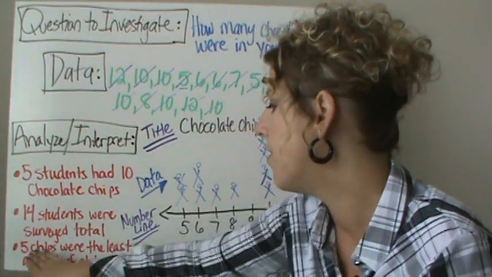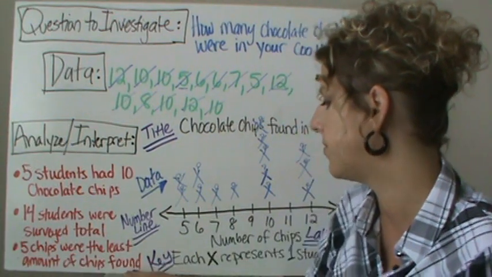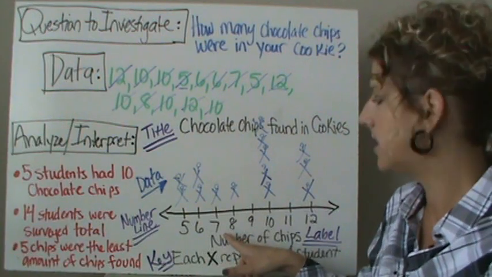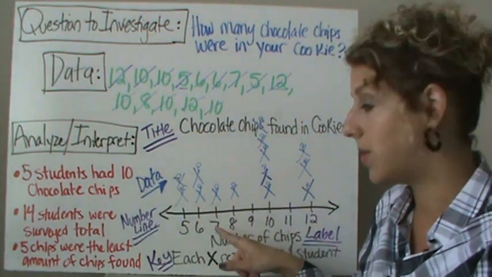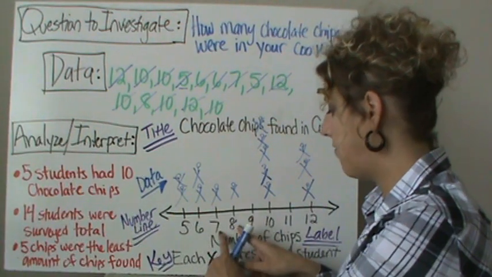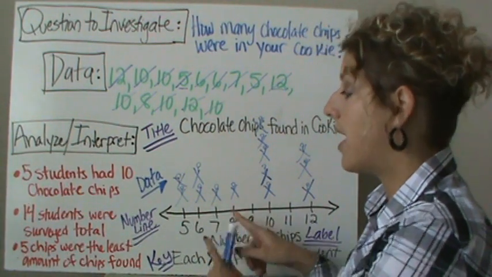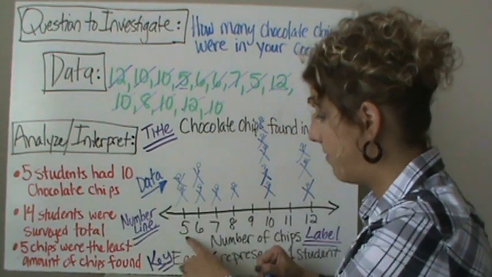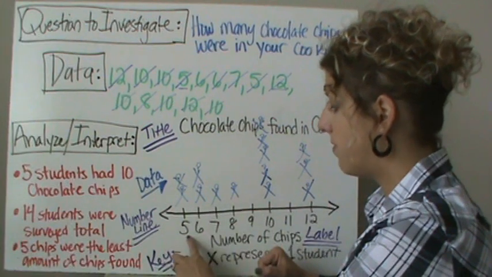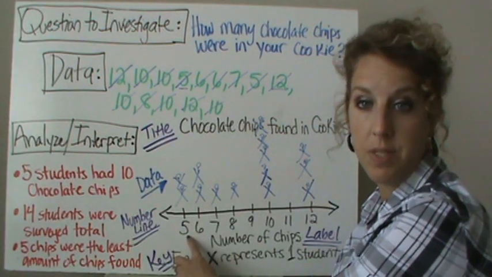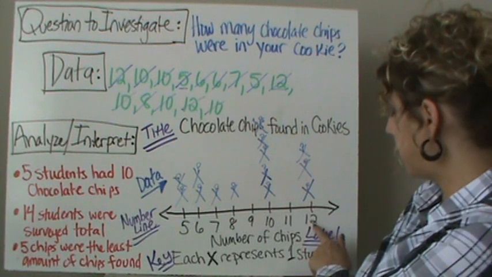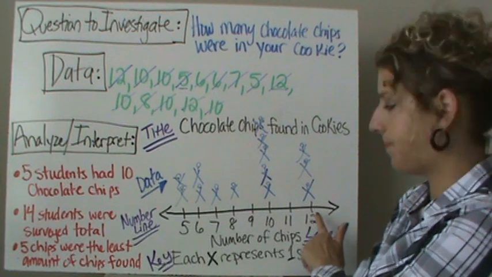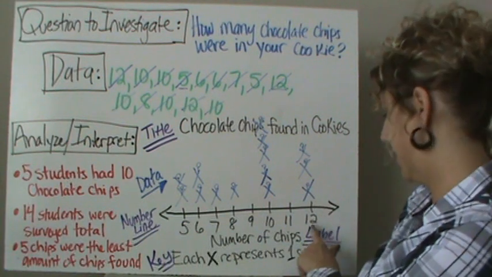Another interpretation: 5 chips were the least amount of chips found. Well, it looks like 7 and 8 were the least, but again, that is the students. The least amount of students found 7 and 8, but the least amount of chips, this says the least amount of chips found were 5. 2 students found 5 chips, which is the least amount of chips. Or you could look at the most chips found were 12. 3 students found 12 chips. I hope that was me with 12 chocolate chips.